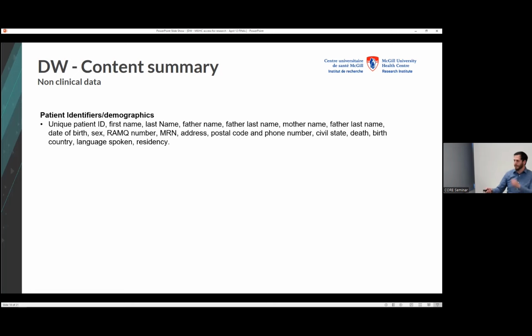So, the patient identifier and demographics. We have a unique patient ID. This unique patient ID is, as I say, unique. So if the patient goes to another hospital and has several MRNs, they will have one unique patient ID. Then we have first name, last name, father's name, father's last name, mother's last name, date of birth, sex, RAMQ number, MRN, address, postal code, phone number, civil status, death, birth country, language spoken, and residency.